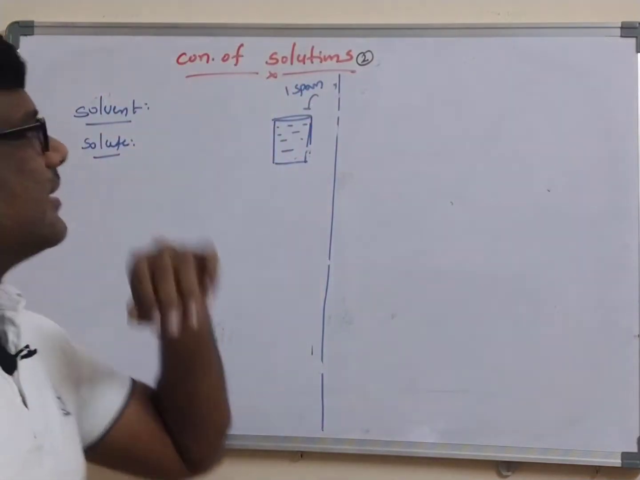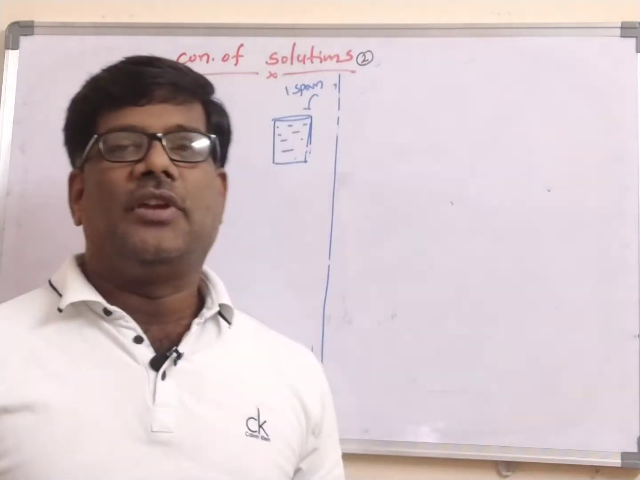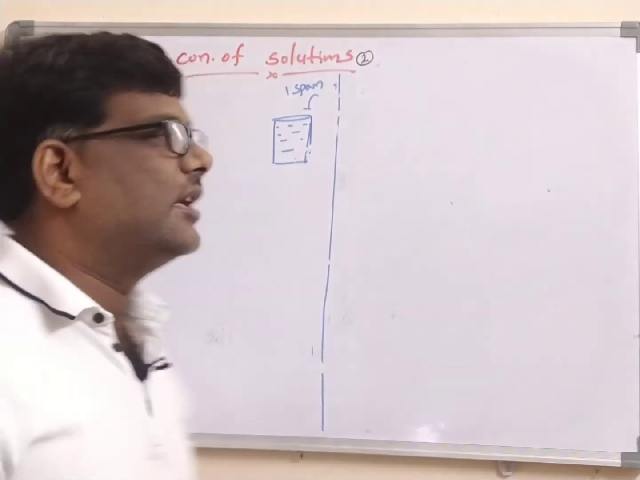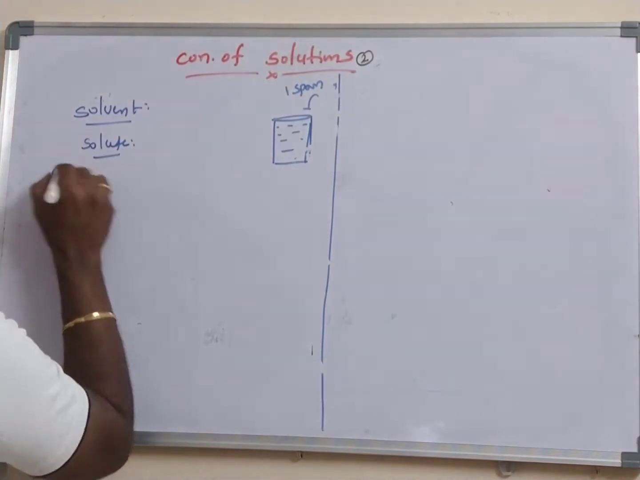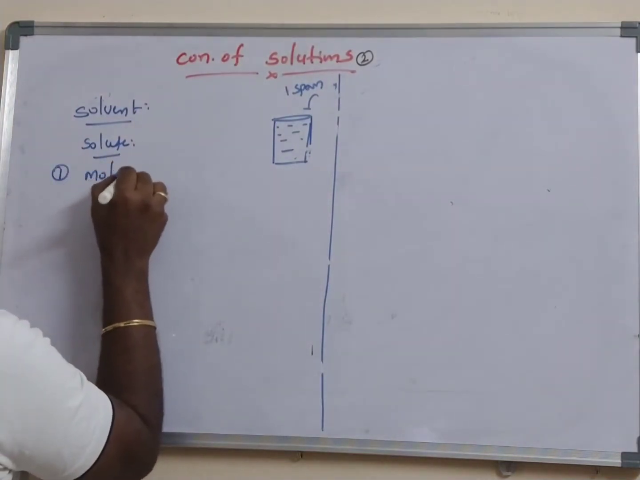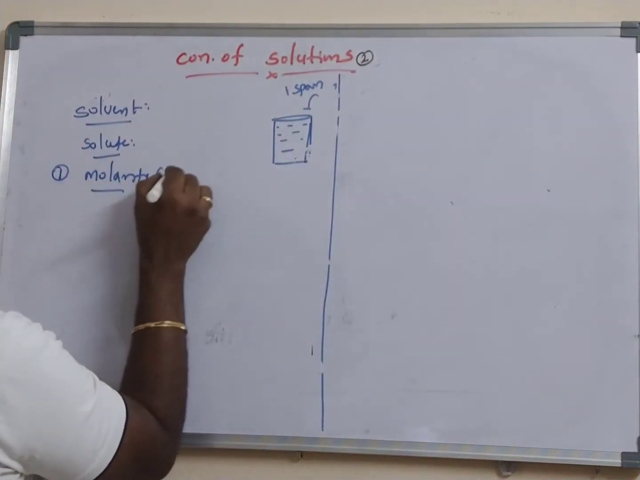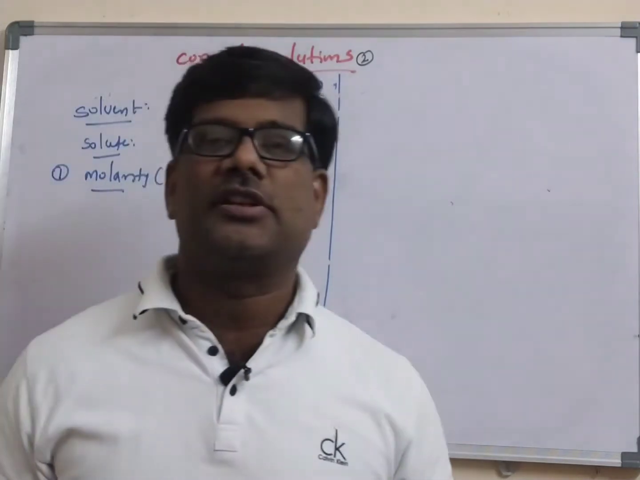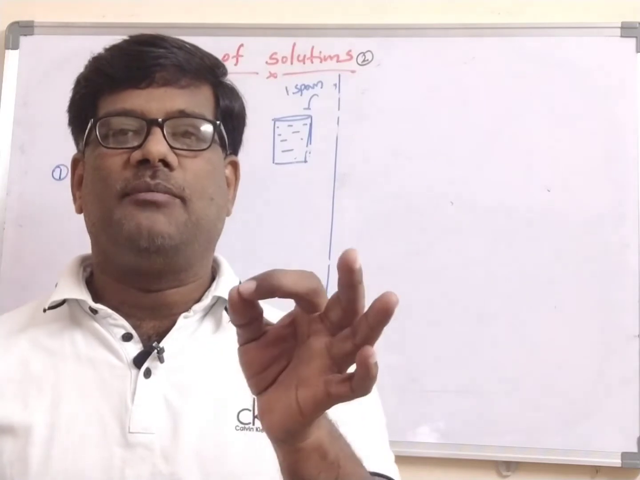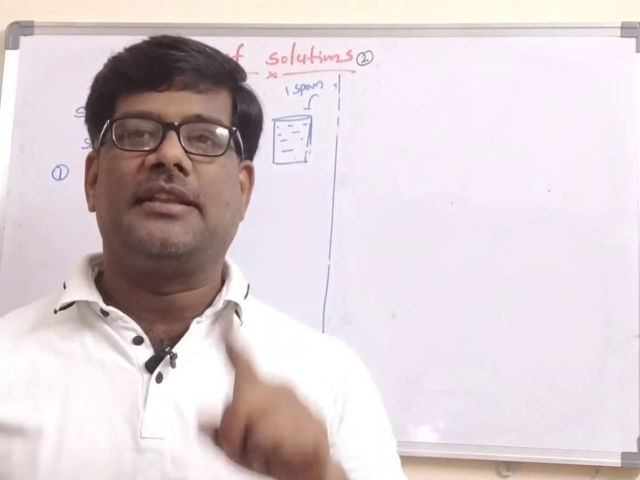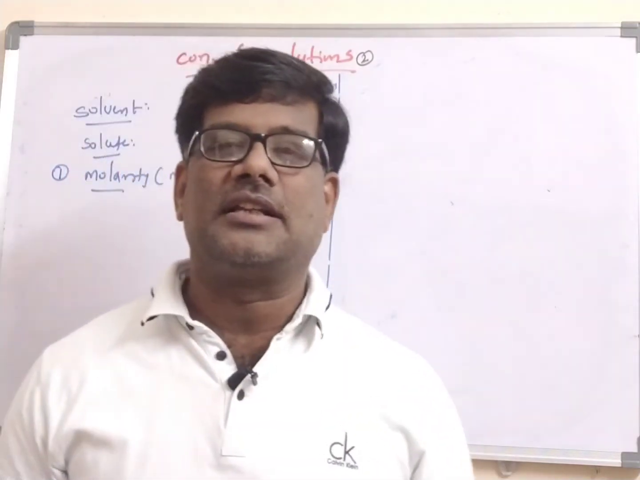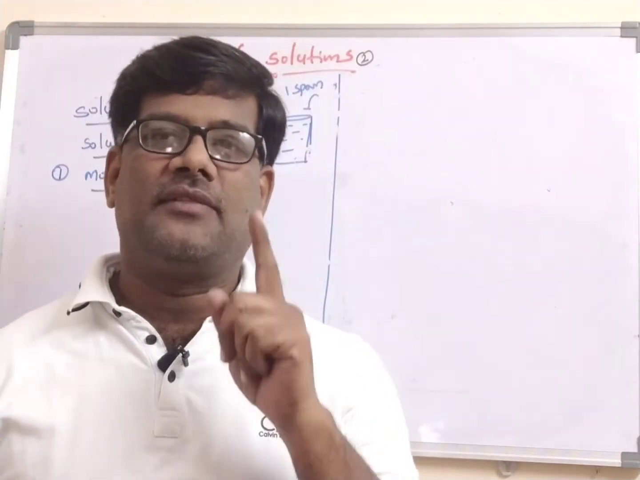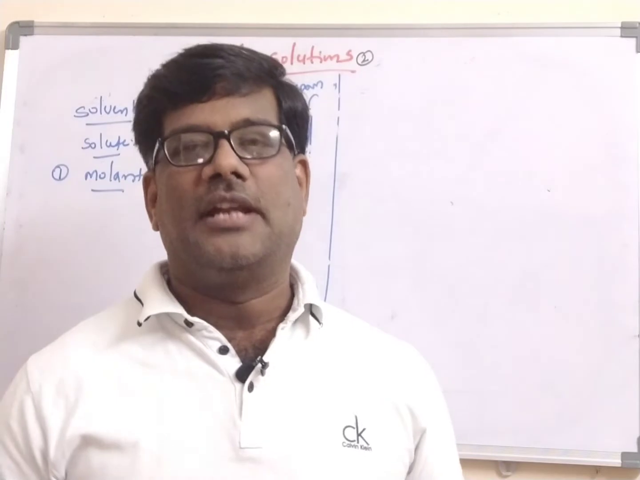Now, in order to get the concentration of the solution, we have 5 techniques, but if you observe, only 2 are very important. One is called molarity. Molarity is represented with the capital M. So what is the definition of molarity? Number of moles of solute present in 1 liter of solution is called the molarity. Once again, number of moles of solute present in 1 liter of solution is called the molarity.